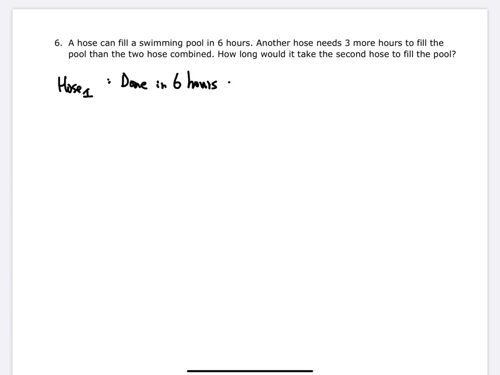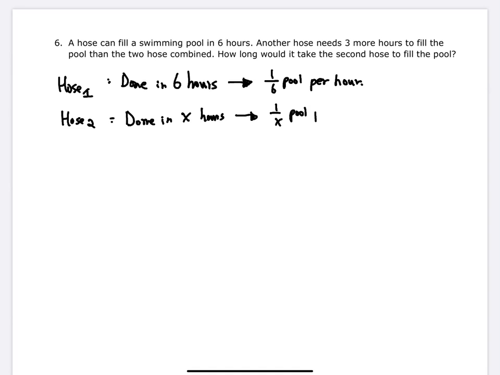So this implies 1/6 of a pool per hour. Okay. All right, and hose number 2. We have no idea how many hours it takes, so I'm calling it X. So this implies 1/X pool per hour. Okay.